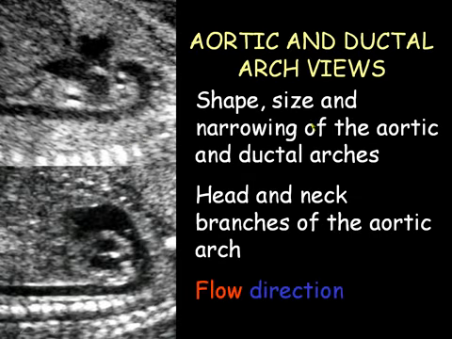The 2 arches, we look at the shape, size, narrowing of the ductal or aortic arch. We look at the head and neck vessels, and most important thing, we look at the flow direction. Make sure that they are not opposite in color, that they are having the same color.